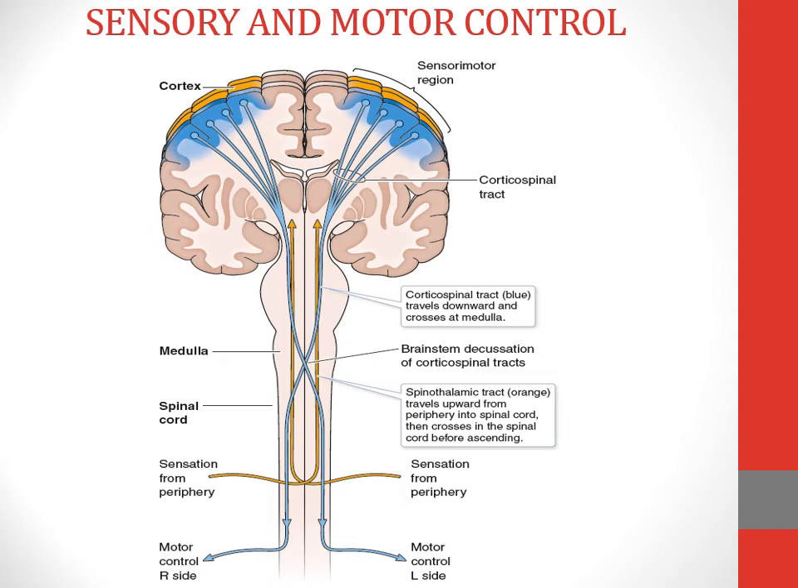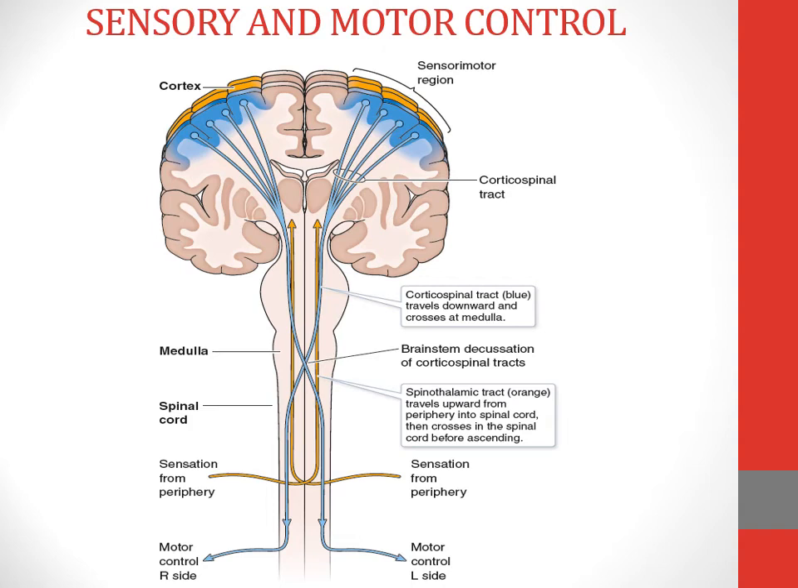Okay, and we call that site the brainstem decussation. Okay, brainstem decussation, and that's where the nerves of the corticospinal tract cross over, and that's going to control the motor movements of the other side of the body. Okay, and we can do the same for the other hemisphere.